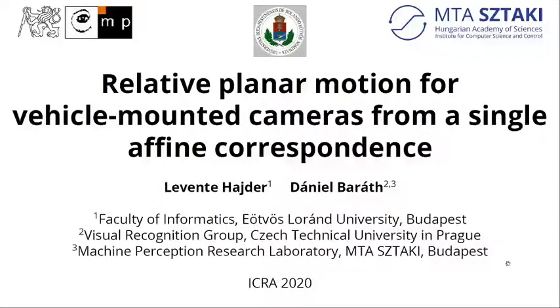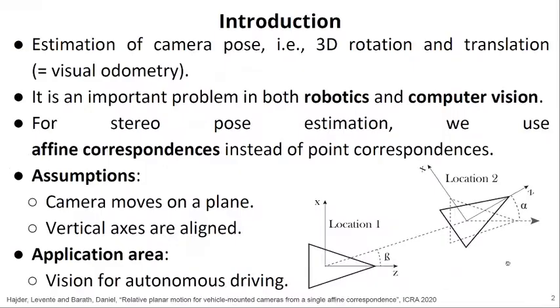We propose a novel method that computes the relative pose and common focal length between two frames of a vehicle-mounted camera. The paper is written by Levente, Hajder and Barath. The presenter is the first author.